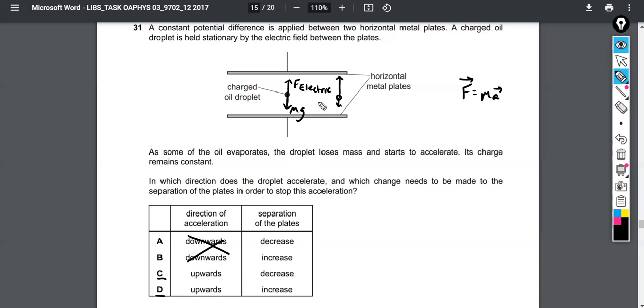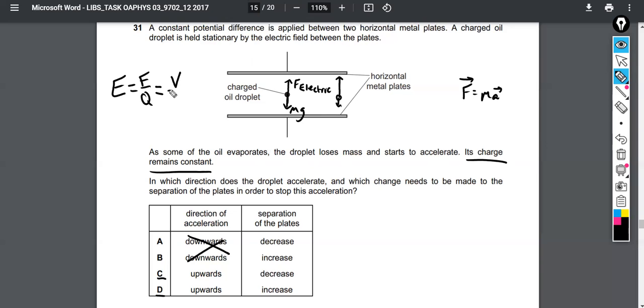So in order to stop that acceleration, we need to do something to the separation of these plates. We need to change how strong the electric field is. The electric field is the force acting on the charge, and because it says its charge remains constant, then we know that as we decrease the electric field strength, we'd be decreasing the force, directly proportional to it. And so we need to somehow decrease the force by decreasing the electric field strength.